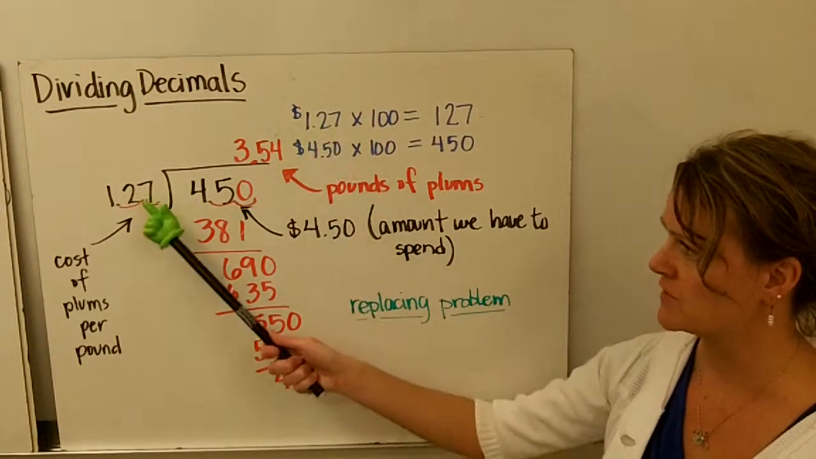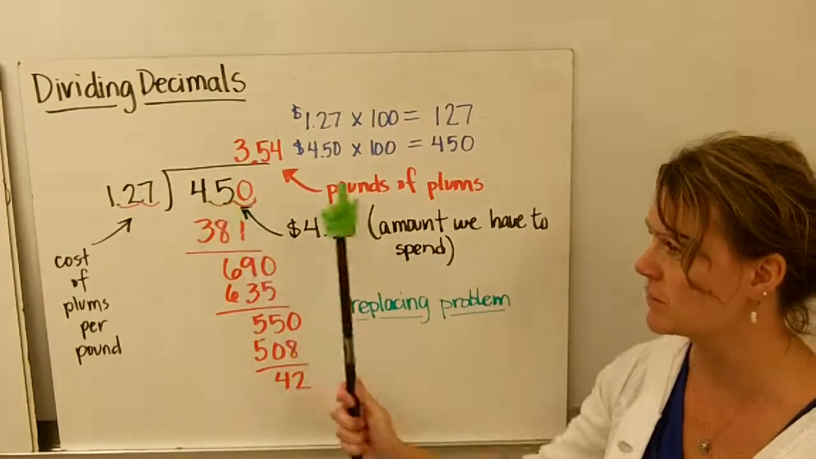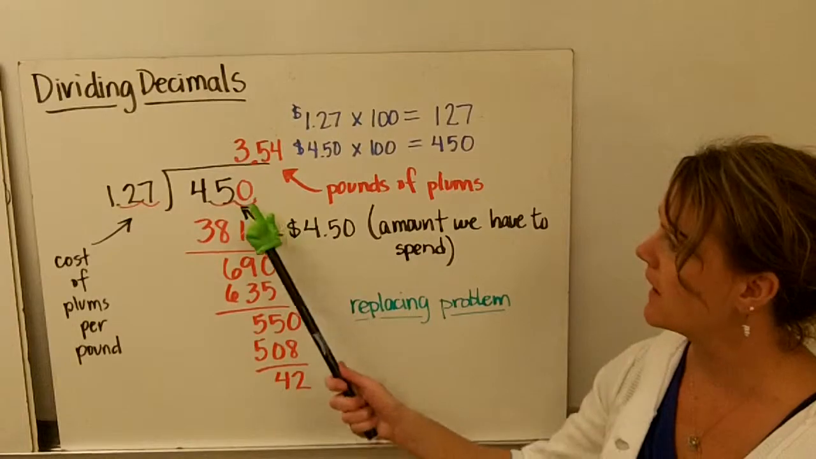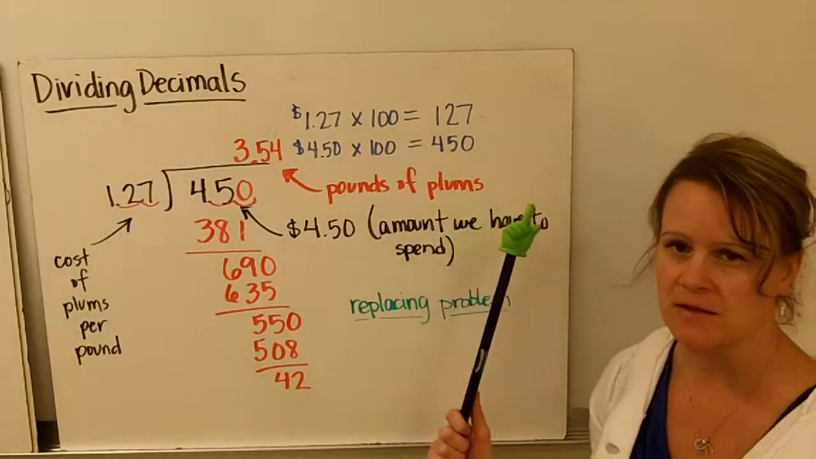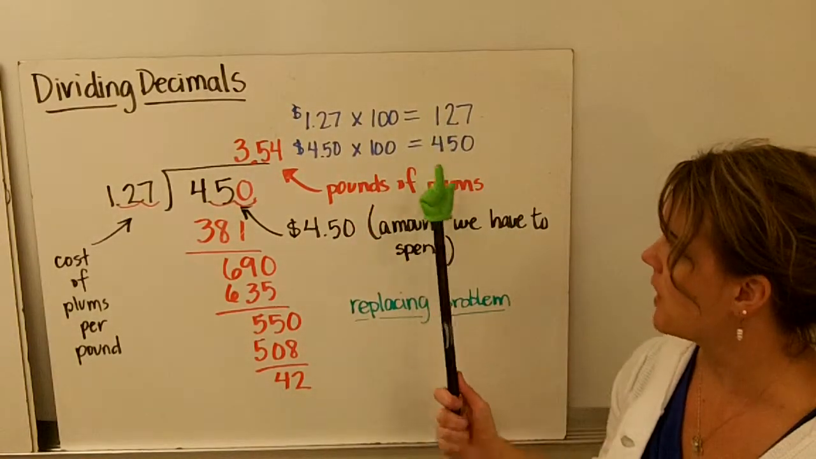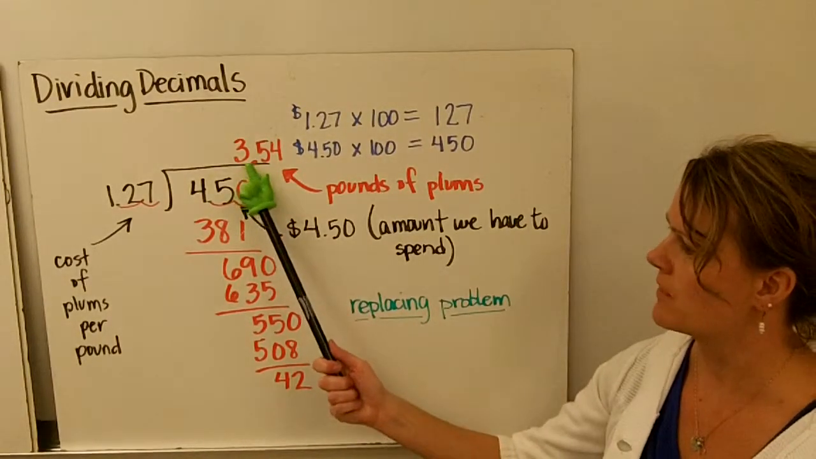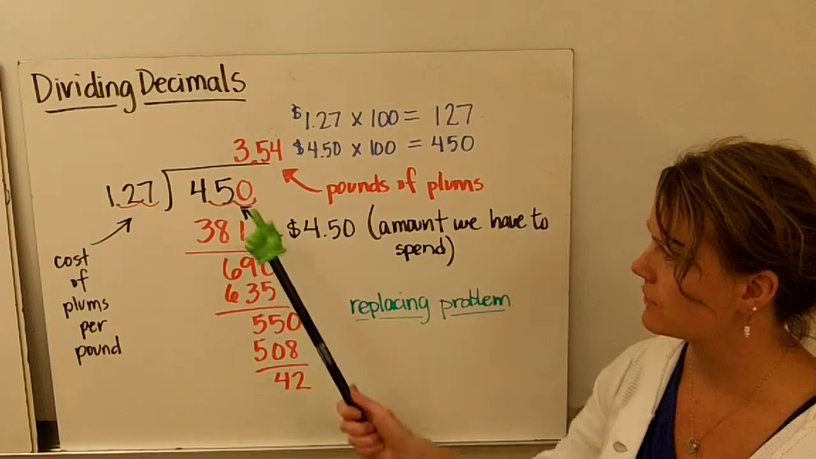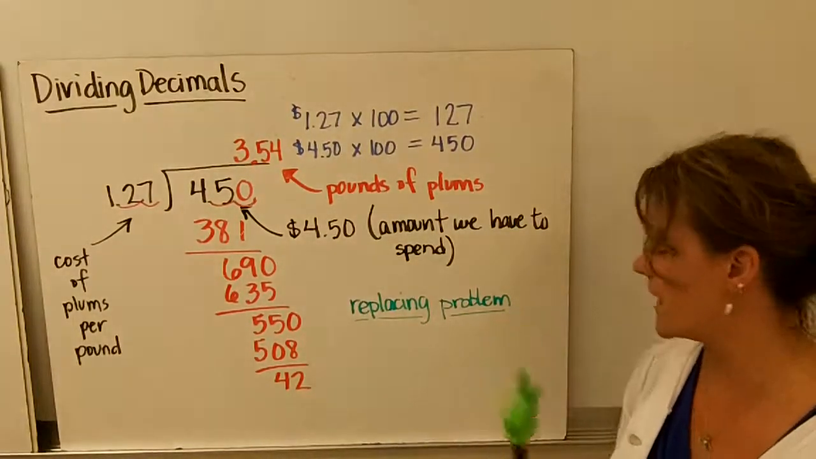When I multiply $1.27 by 100, I end up with 127. And when I multiply $4.50 by 100, I end up with 450. So just by replacing the problem, I end up with an identical answer. So this becomes my new problem, 450 divided by 127, and I end up with my answer of 3.54 pounds of plums.